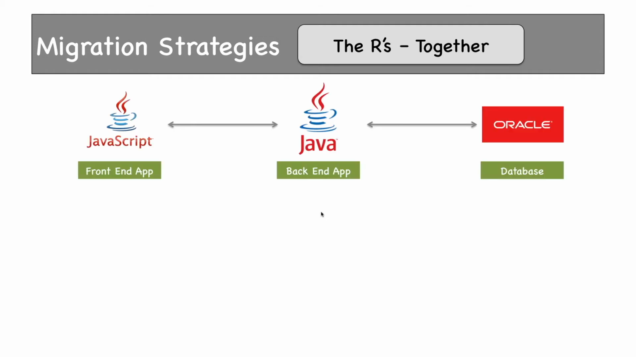Let's see all the R's together using our typical 3-tier architecture. This is our end-to-end application. This is the simplest example I could give. Our plan is to migrate this entire application to AWS. Which R to use where?